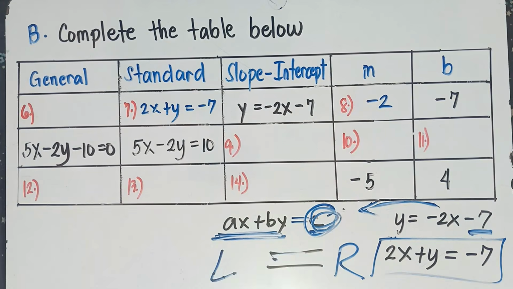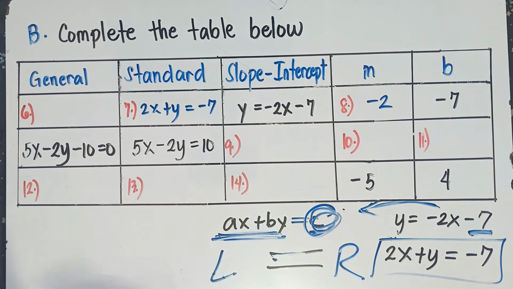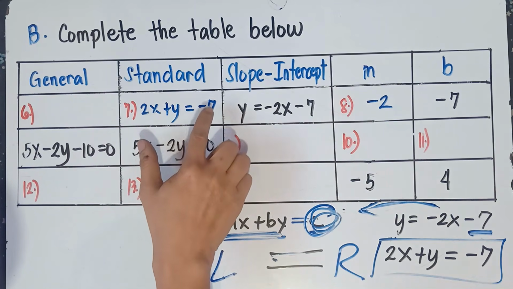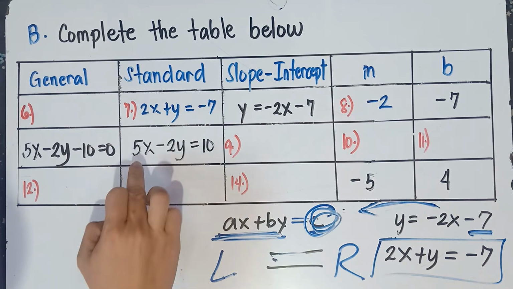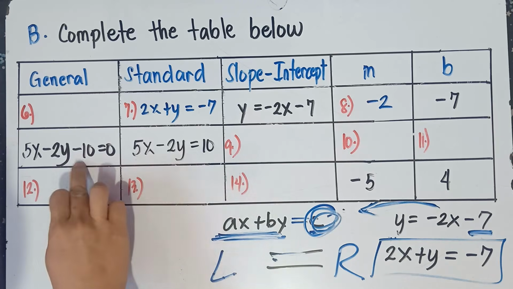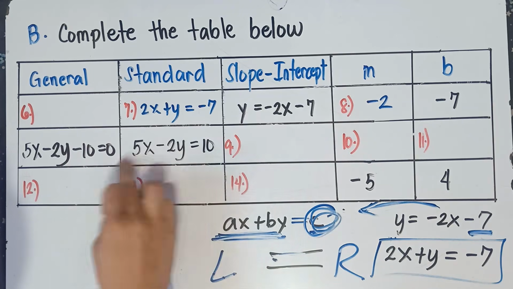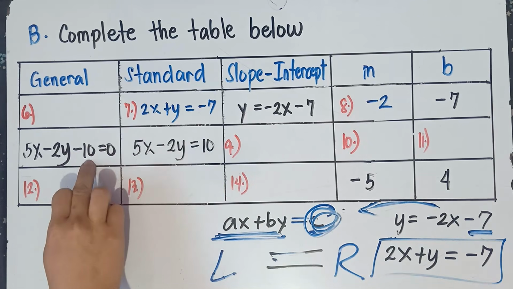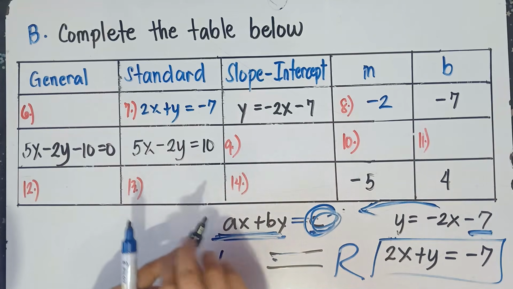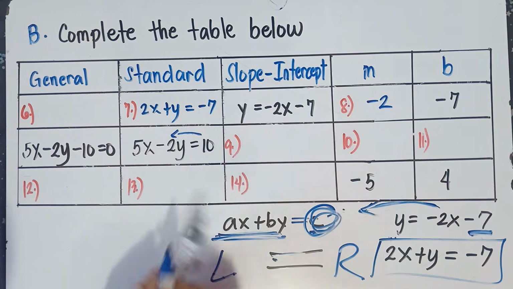Copy the sign, class. Alright, and then for general form, so if you have your standard form, simply transpose negative 7 from right to left. Check this one out, class. We have 5x minus 2y equals 10. To get the general form, we simply transpose 10 from right to left. This is positive, it will become negative. Okay, simply copy 5x, copy negative 2y, transpose 10 from right to left. This is positive. It will become negative.